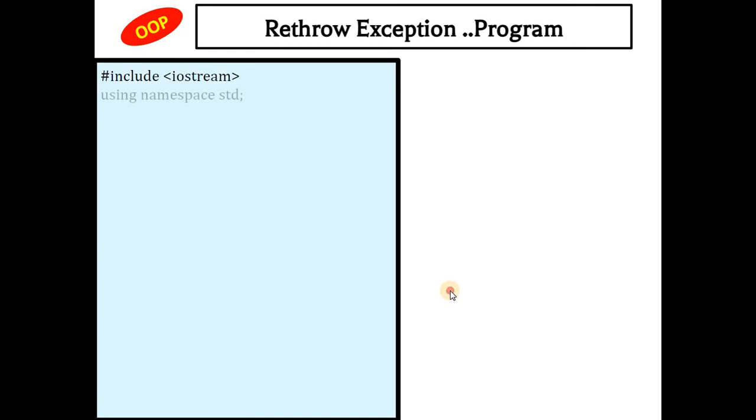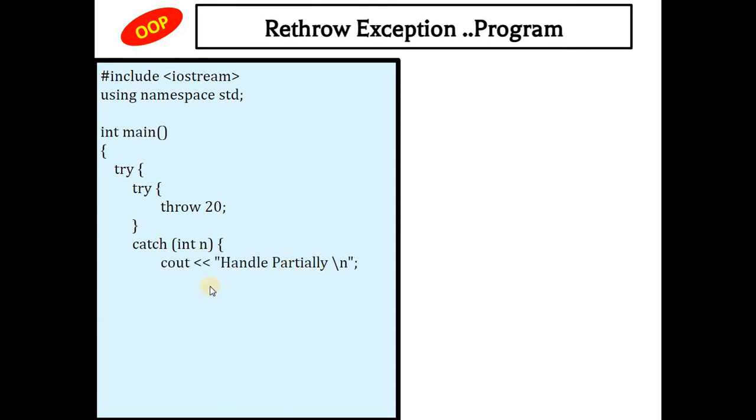For example, I am taking a program where inside the try I am taking another try, and throw 20. This try has been completed. I have a catch for integer, it will come and handle partially over here, and inside the handle partially, in the catch block you are throwing the exception again. Now when you throw 20, it will come into the catch of integer n, it will display handle partially, and again from that I am writing throw, because this catch is handling the exception only partially, and you are rethrowing the exception over here.